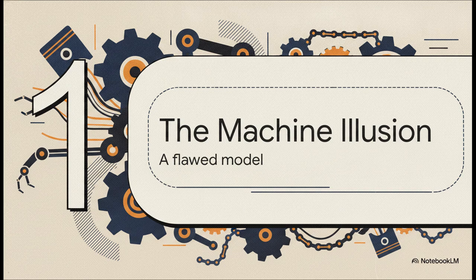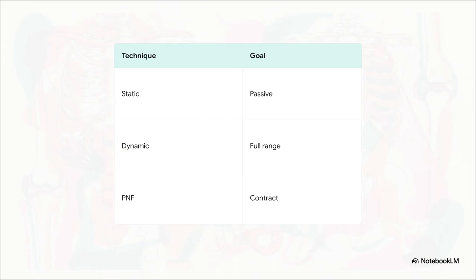Section 1. The machine illusion, a seriously flawed model. So to understand why this model is broken, let's look at the usual suspects. Here is the conventional stretching taxonomy, and you've probably done most of these, right? We have static stretching, where you passively hold a muscle, dynamic and ballistic stretching, using momentum, and PNF, adding brief contractions to force a deeper stretch. Now, these all seem perfectly logical on their own terms, but they share one fatal flaw. They are all desperately trying to answer a single question: how do we lengthen one specific muscle?